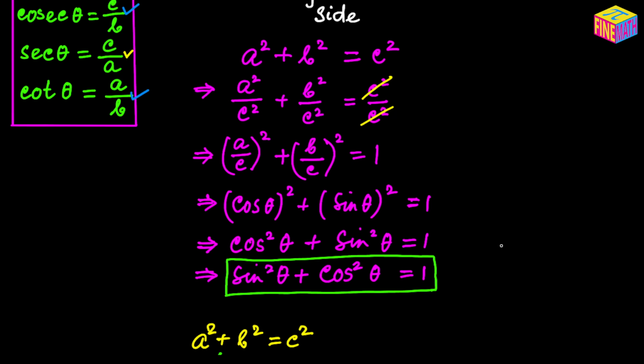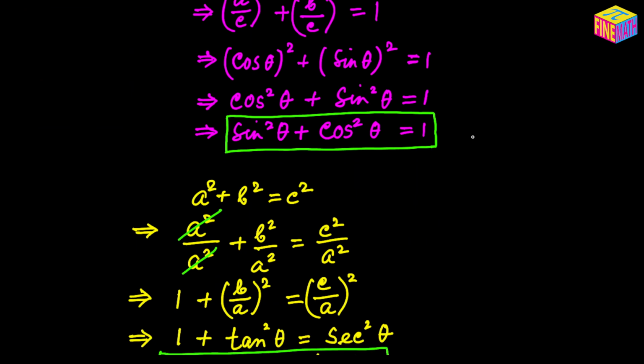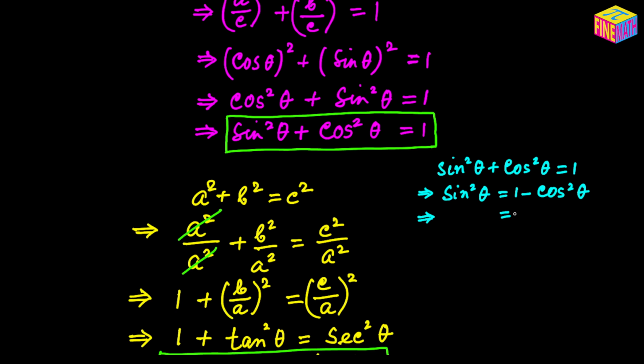Suppose we know that sine square theta plus cos square theta is equal to 1. From there, can we say that sine square theta would be equal to 1 minus cos square theta? 1 minus cos square theta can be written as 1 squared minus cos theta whole squared, and this is like an a square minus b square form. So this will become a plus b times a minus b. This can be written as 1 plus cos theta times 1 minus cos theta.